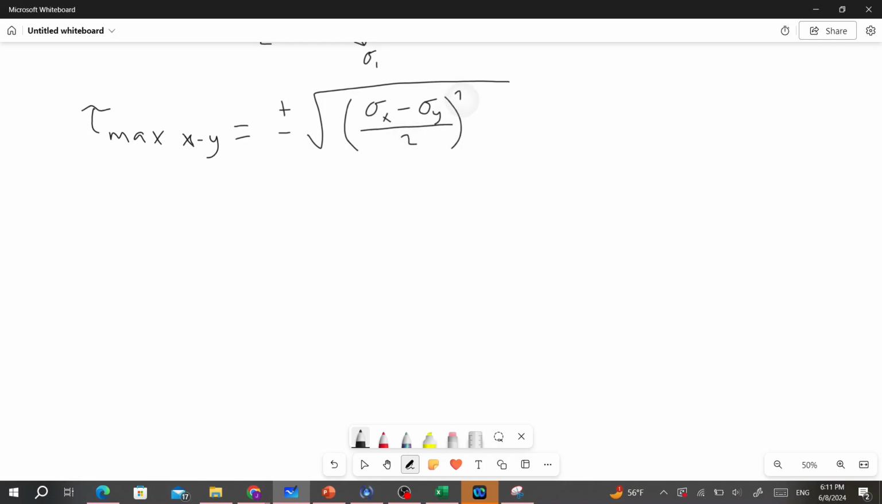So let's recall the equation for max in-plane shear, and I'm going to write xy because the plane that we care about is the xy plane right now. That's equal to plus or minus the square root of sigma x minus sigma y over 2, squared, plus tau xy squared.